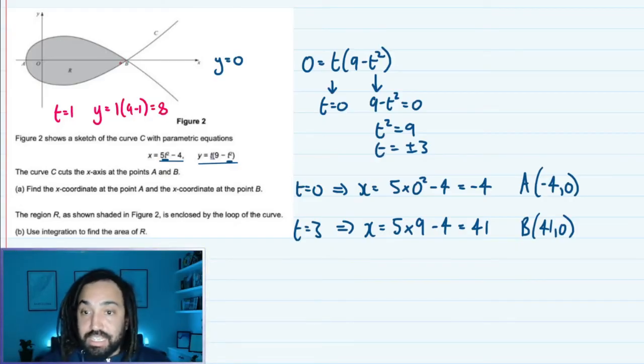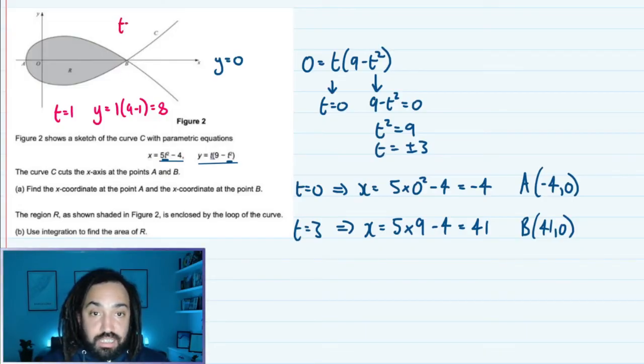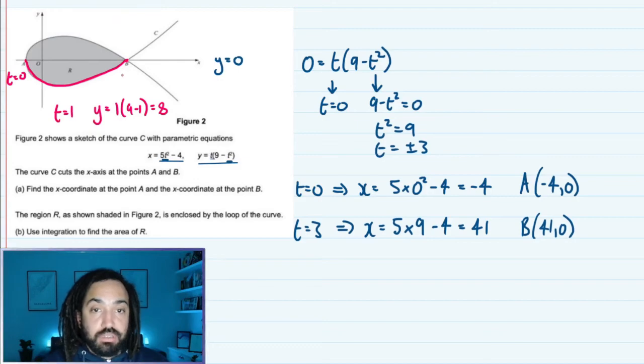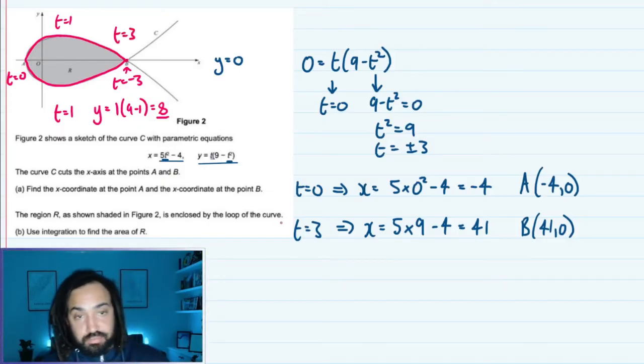So t being minus 3 is here. And then it goes along here to get here where t equals 0. I say t is equal to minus 3 is here, and then t equals 0 gets to there. And then it comes up here and we get t equals 1, where the y coordinate is positive, so I know it's that side. And then it's going to come back here where t equals 3.